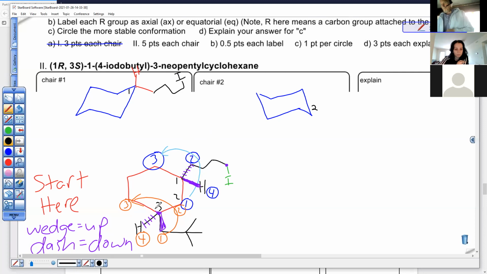Now go to carbon 3. Which of these two is up? It's this one. Which one's down? It's this one. On 3, please draw the down bond first because the carbon angle points down. The axial is straight down. The equatorial bond is slightly up, parallel to both this bond and this bond. And that's up, neopentyl. 1, 2, chicken foot.